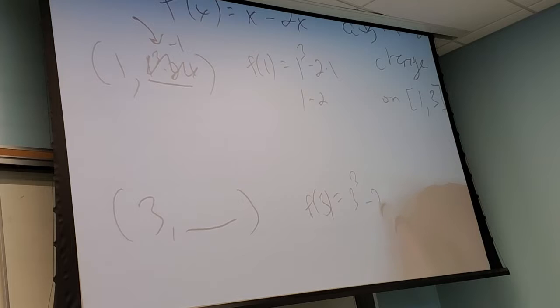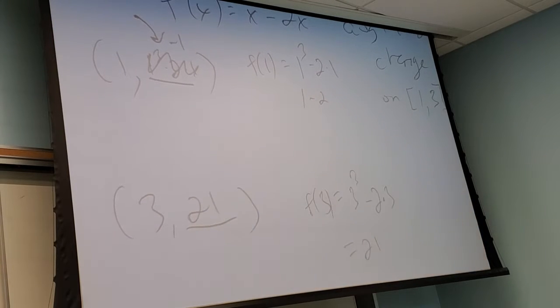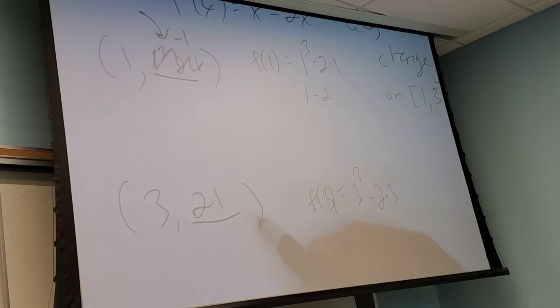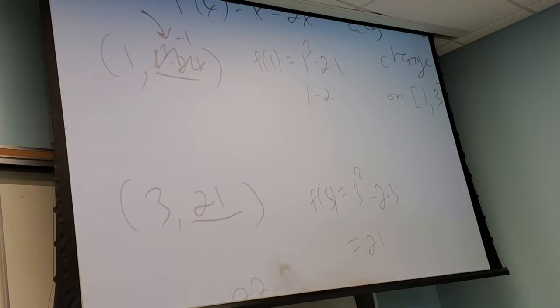3 cubed minus 2 times 3. And what's that? 21. Yeah, 27 minus 6, 21. Right, and then you just have to find the slope. 21 minus -1, 22, over 3 minus 1, and I get 11. Yay!